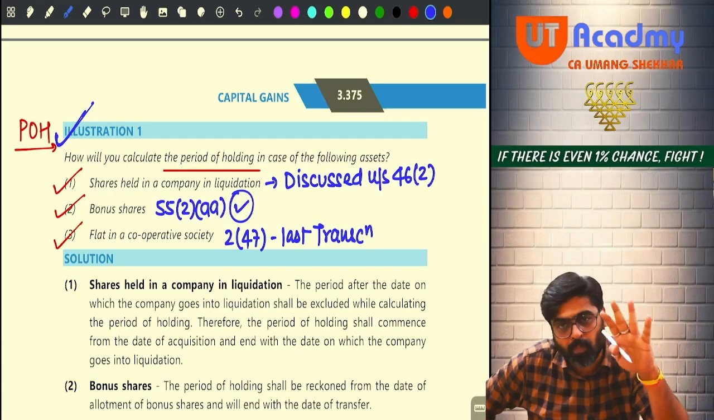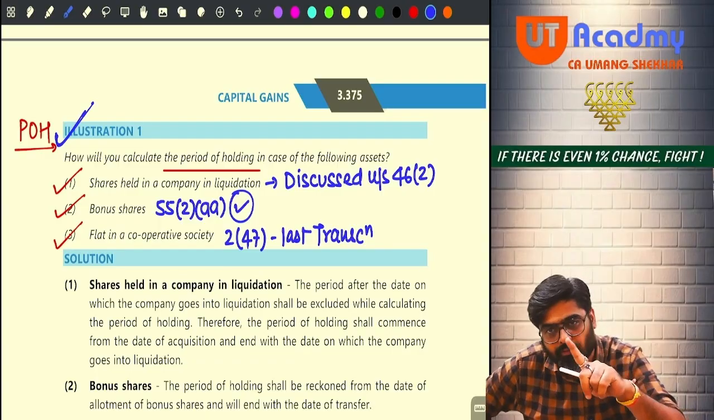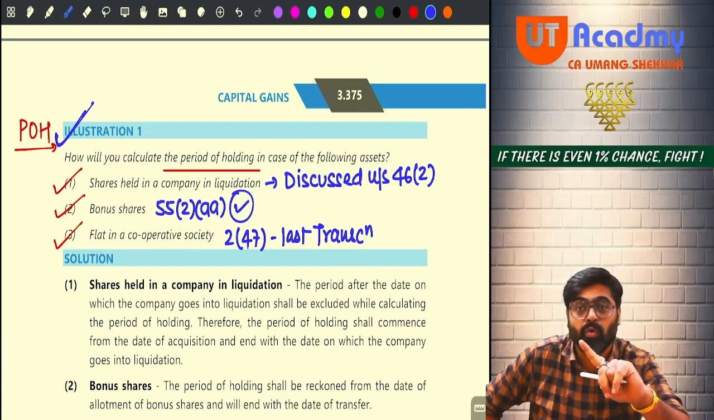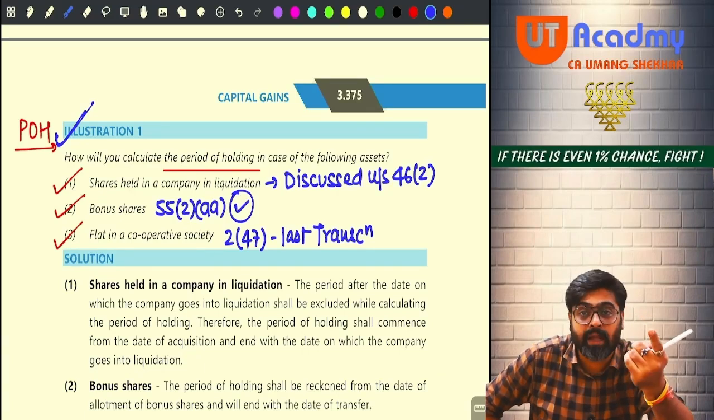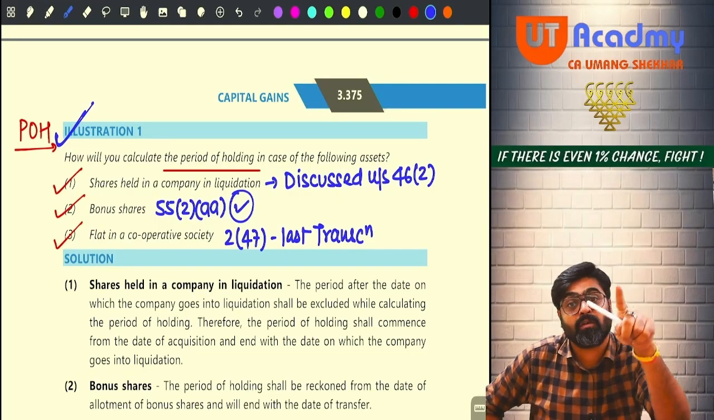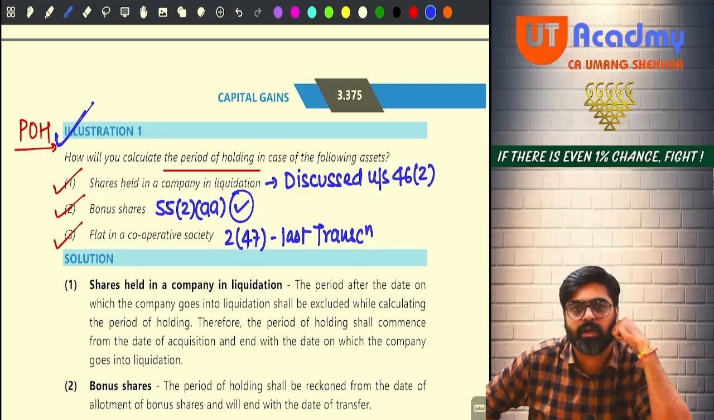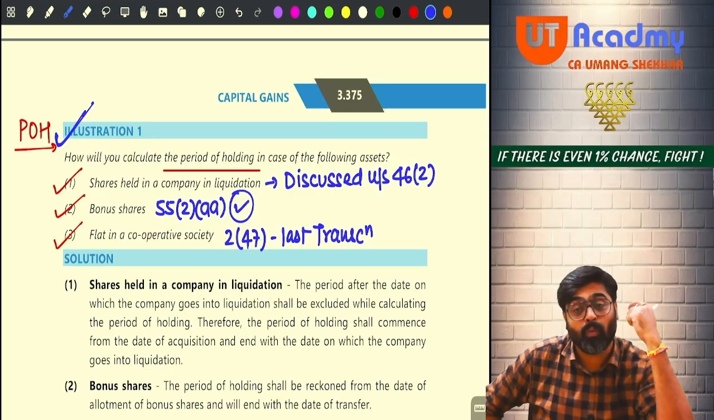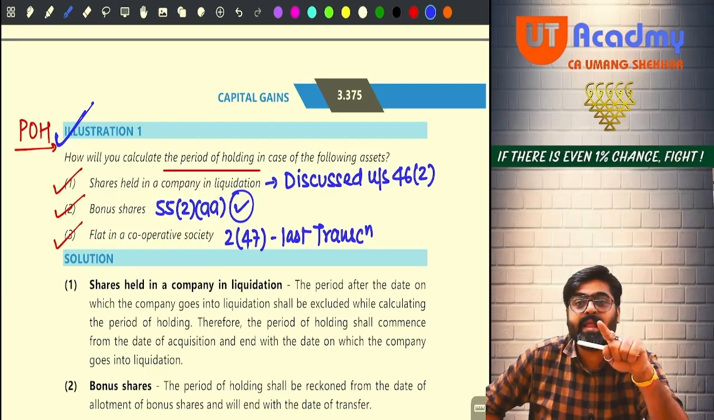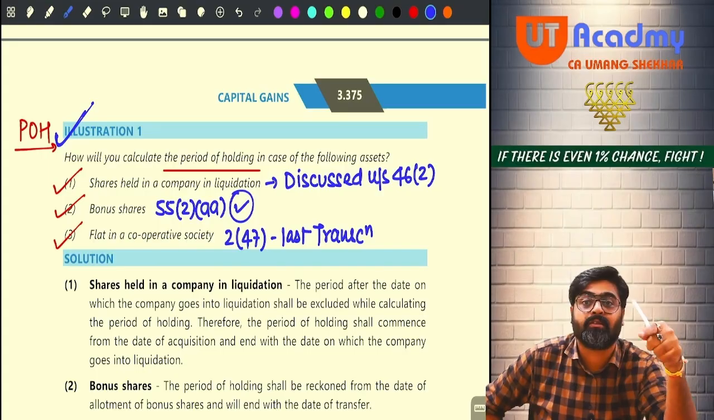So, in that cooperative society, if you are owning a flat, are you the owner of that flat? No, you are not the owner of that flat. You have the right to enjoy the flat as an owner, which is because of the membership in that society. So once you become a member in that society, only then you enjoy the property with ownership rights.